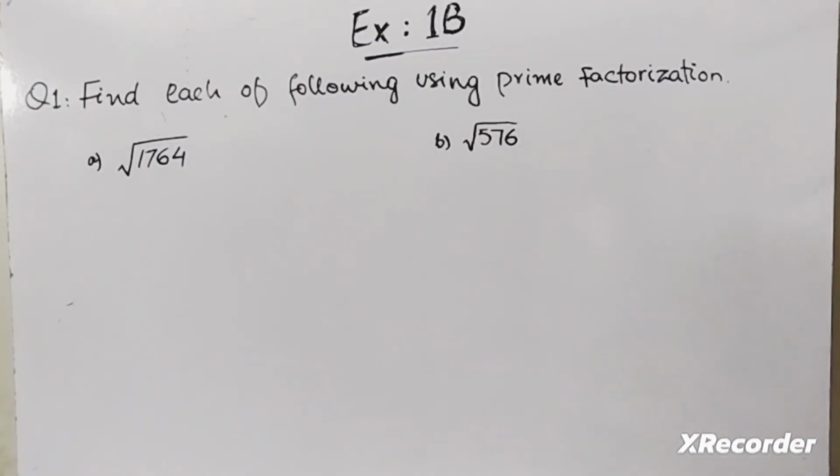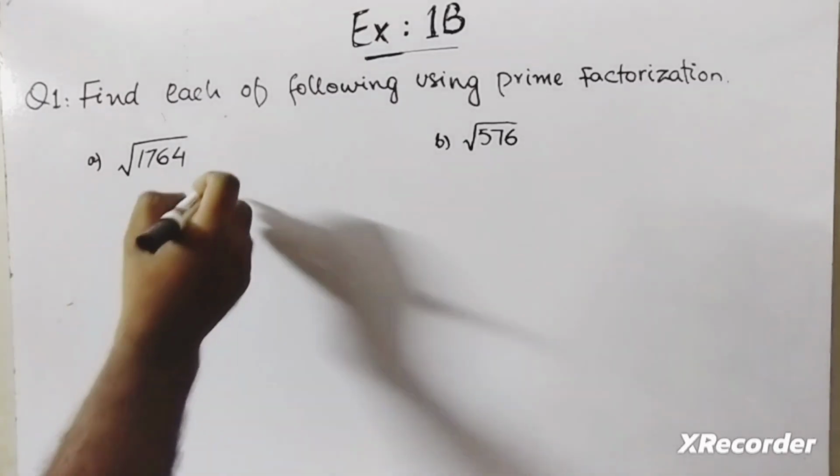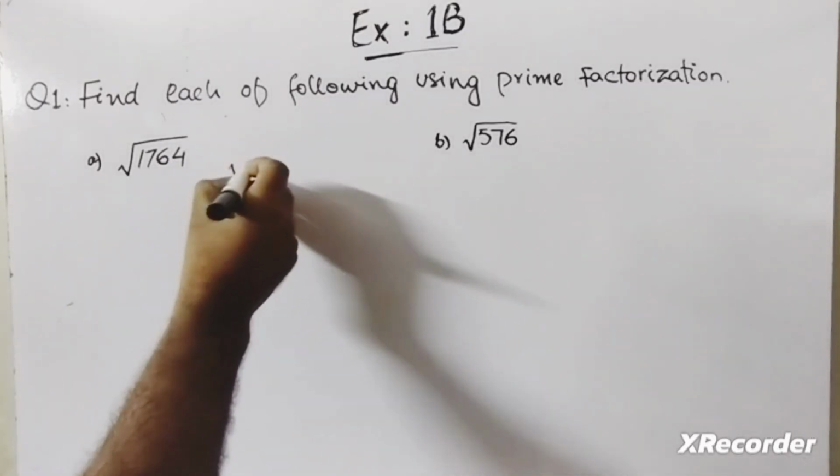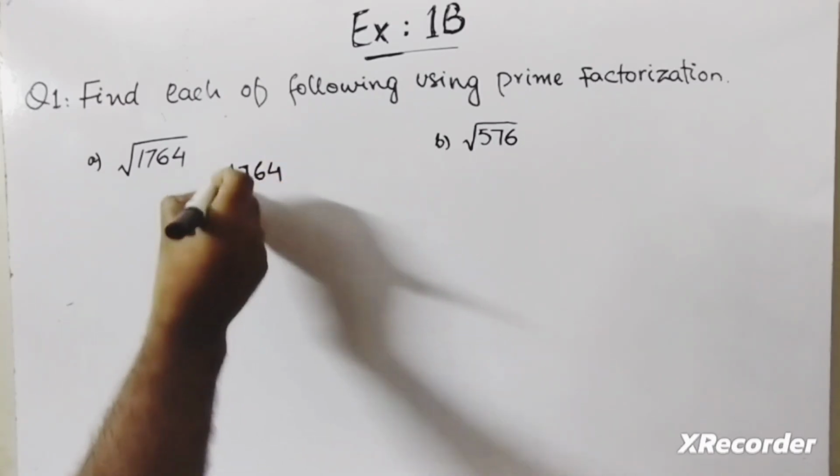Let's start with exercise 1b. Find each of the following using prime factorization. The first part is square root of 1764. To find the square root by using prime factorization, we have to take the LCM of that number, like 1764.